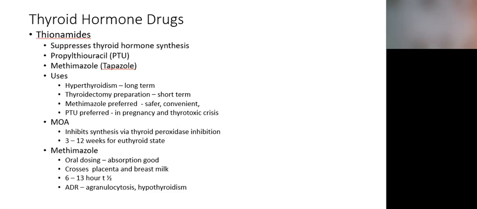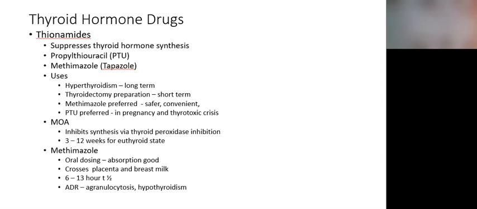Let's look at the drugs that suppress thyroid hormone. We're talking about methimazole and propylthiouracil. Propylthiouracil works to suppress thyroid hormone by inhibiting thyroid peroxidase, which will reduce the conversion of iodide to iodine, preventing incorporation into tyrosine. Without the building blocks, the hormone is not produced. It also inhibits the peroxidase in the periphery, preventing conversion of T4 to T3.